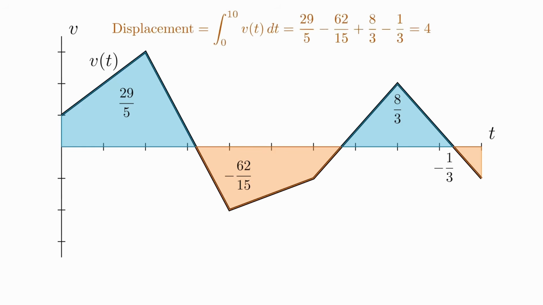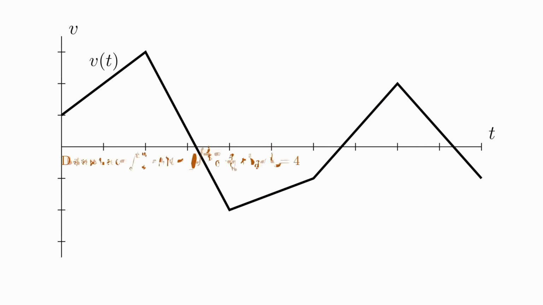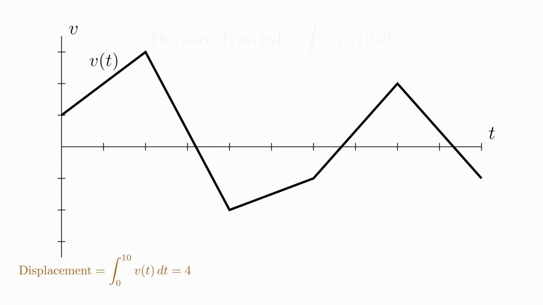All of those total up to 4, which means our displacement is just 4 on the interval. The next thing we'll do is find the distance traveled. I'm going to do this 2 different ways. The first way I'm not going to recommend that you do, but it is what's happening. Distance traveled is the integral from 0 to 10 of the absolute value of v of t dt.